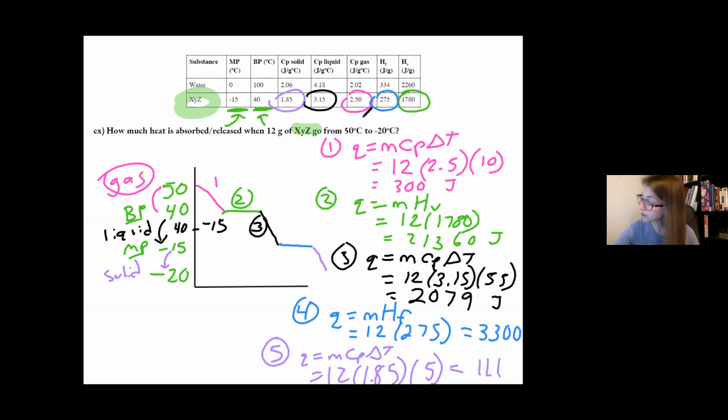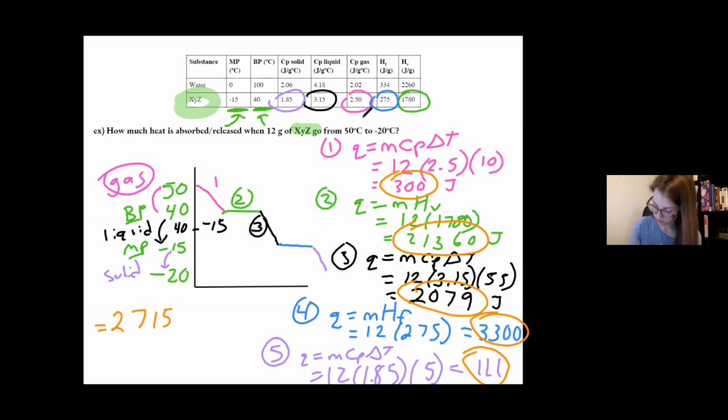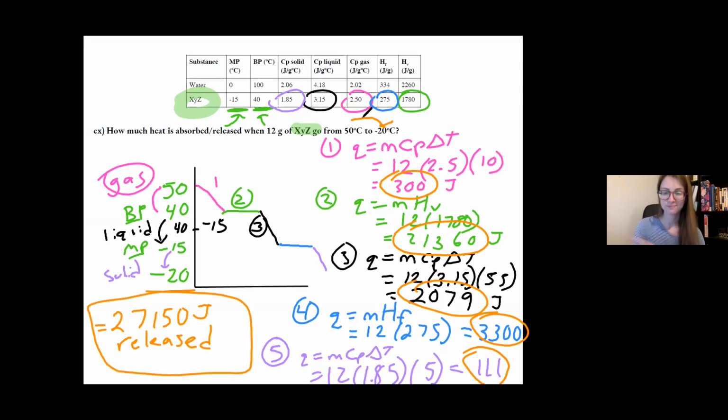To get my final answer, I do 300 plus that, plus that, plus that, plus that, add it all up. Which, if I typed it correctly in my calculator, is 27,150 joules. Since we started at a high temperature and went to a low temperature, we must have released heat. Go try.